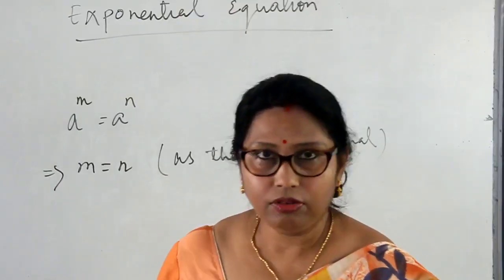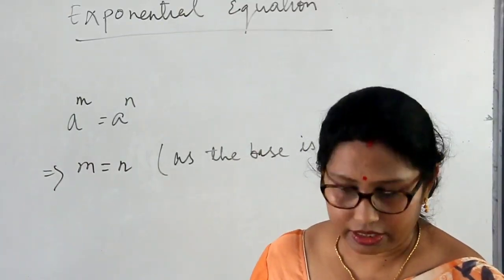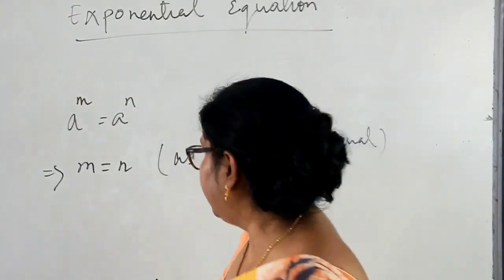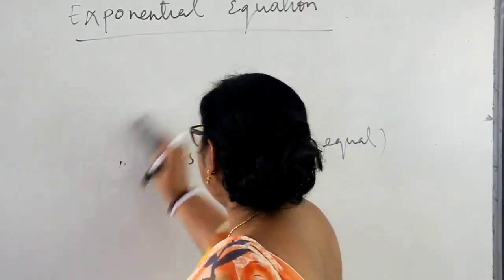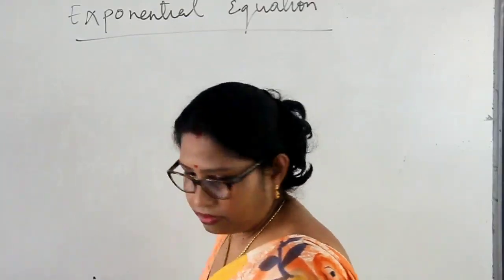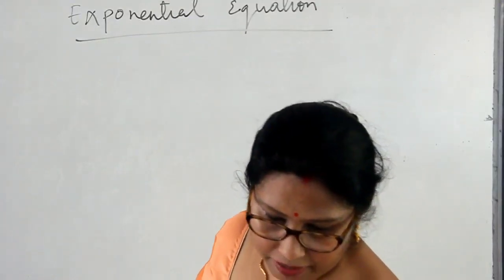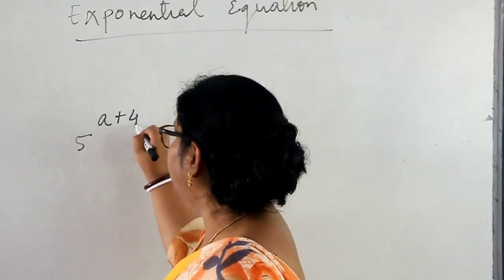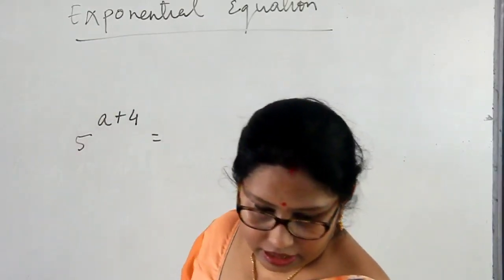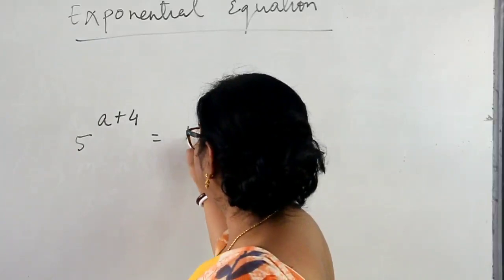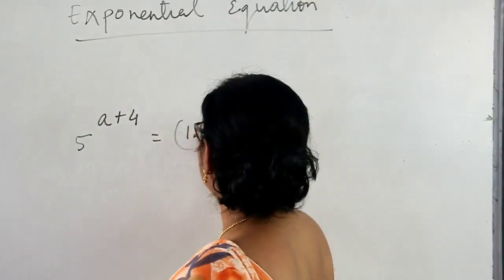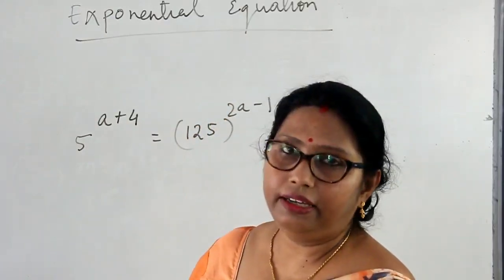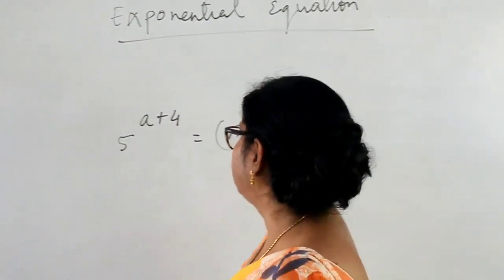Following this, we are going to discuss few more examples. So from that example we are going to discuss one here. 5 to the power a plus 4 is equal to 125 whole to the power 2a minus 1. We have to find the value of a here.